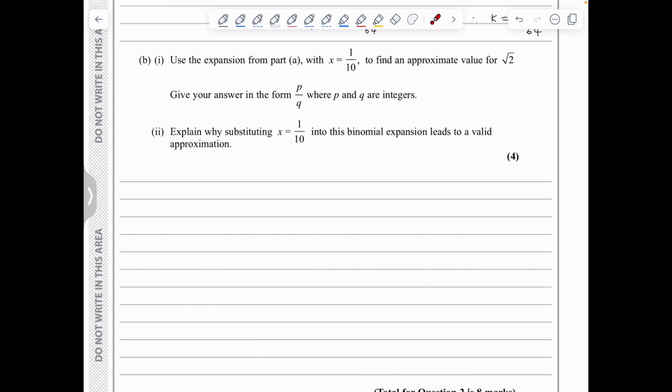In BI, we are asked to use the expansion from part A with x being 1 over 10 to obtain an approximate value for root 2, giving our answer in the form p over q, where p and q are integers.